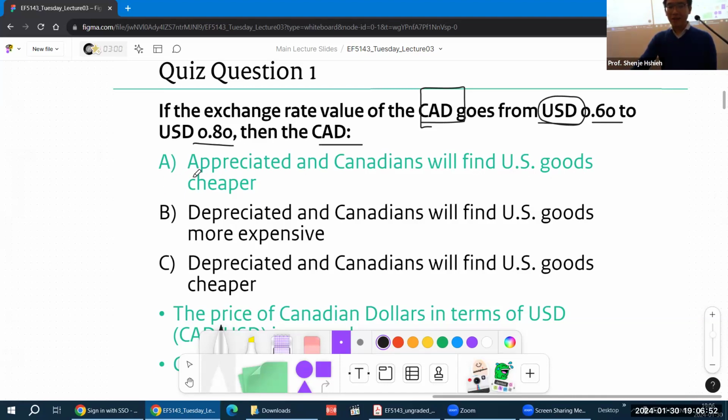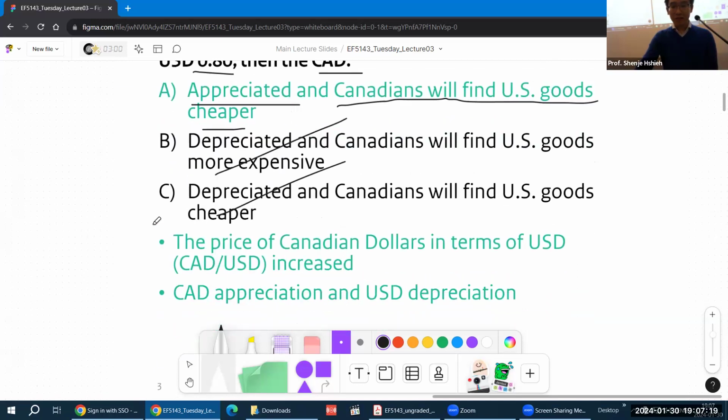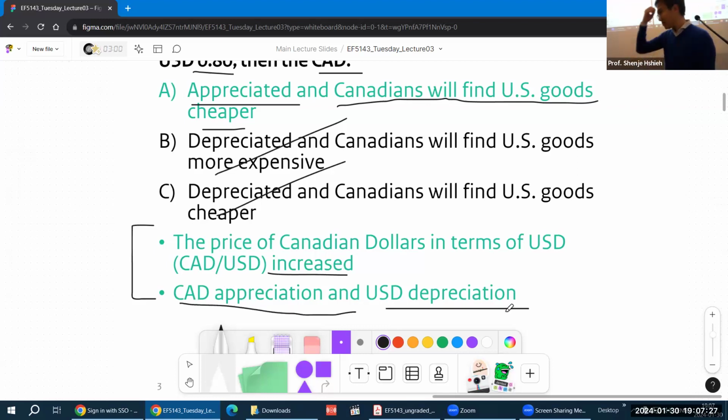All right, so my description should fit one of the options here. The Canadian dollar has appreciated, which is what I said first. The other ones, nope. The Canadian dollar did not depreciate. It has appreciated because it requires more US dollars than before. And Canadians will find US goods cheaper? Yes, all else equal, if prices haven't changed and Canadian dollars can buy more US dollars than before, then they can buy more goods. So the price of Canadian dollars in terms of USD has increased, and therefore the Canadian dollar appreciated and the USD depreciated.